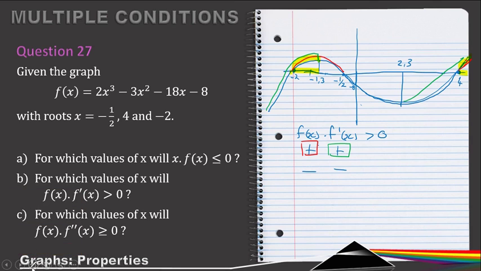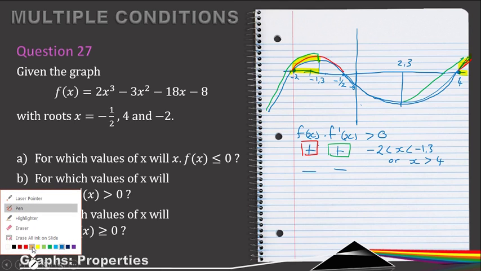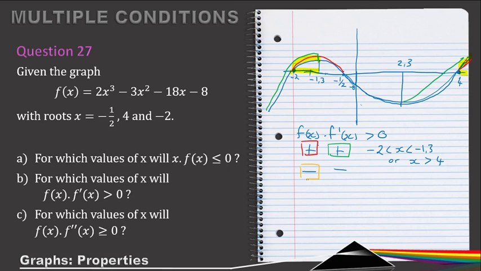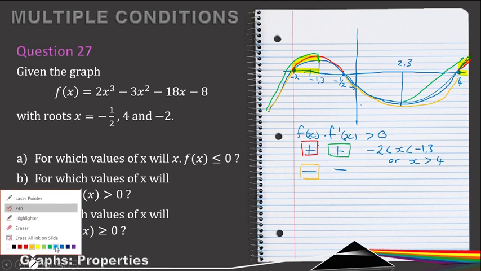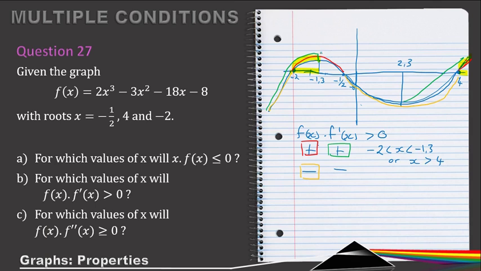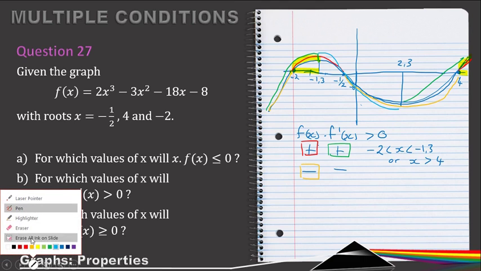So let's put that down. We get -2 less than x less than negative 1,3, or x being greater than 4. Okay, now turning to the negatives. First of all, we have the function being negative here and here. And then where's my slope negative? It is going down from this turning point to this turning point. And where do both of these apply?